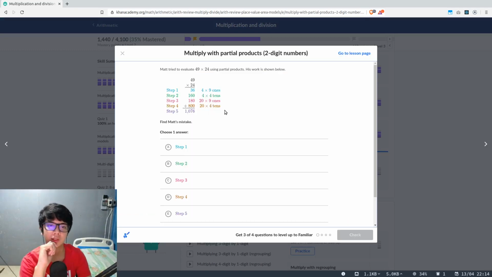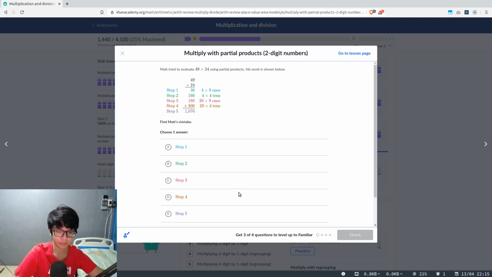Matt tried to evaluate 49 times 24 using partial products. Find Matt's mistake. Oh, it looks about right. I think he did not make any mistake. Let's see. 4 times 9 is 36. 4 times 40 is 160. And then for the second one we have 20 times 9, which would be 180, correct? 20 times 40 is 800. Let's add all this up. We have 1,000 here, 140, and 156. I think his total is the mistake.